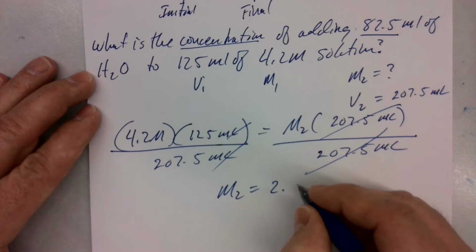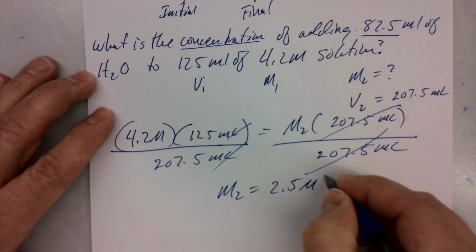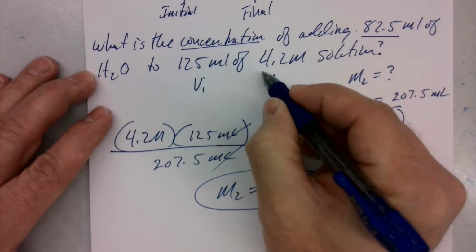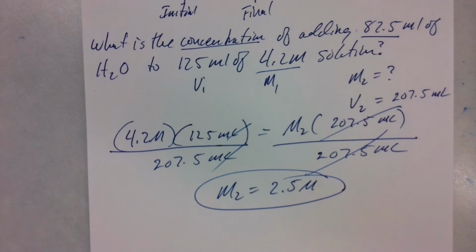So 2.53? 2.5 molar. Why? Yeah, 4.2 molar only has 2 sig figs in it, right?